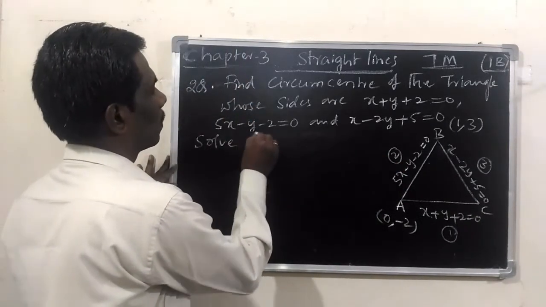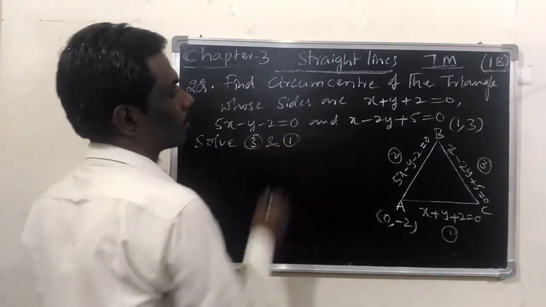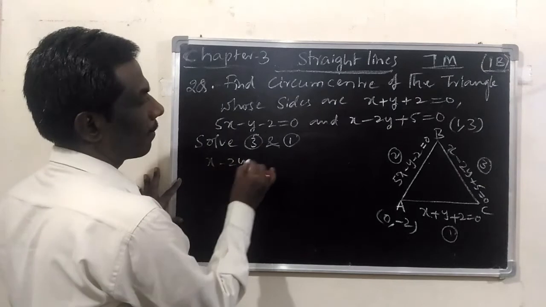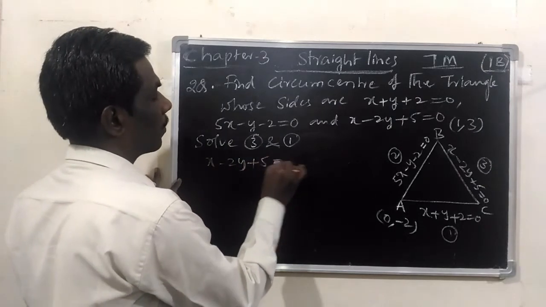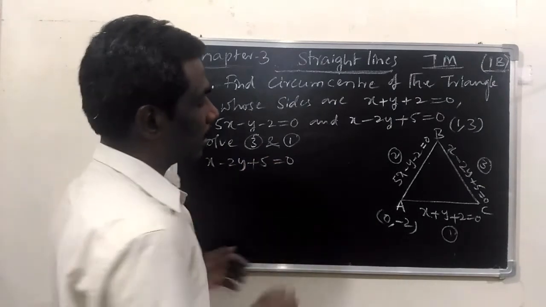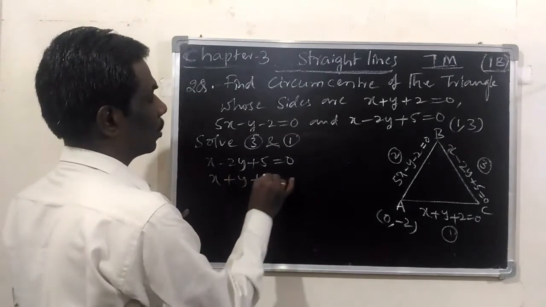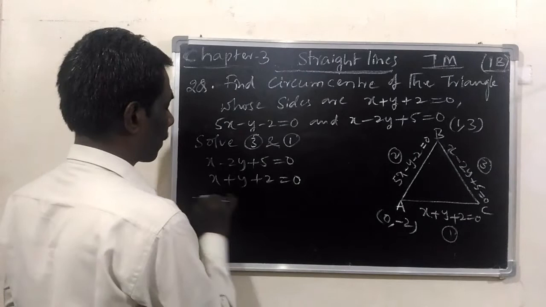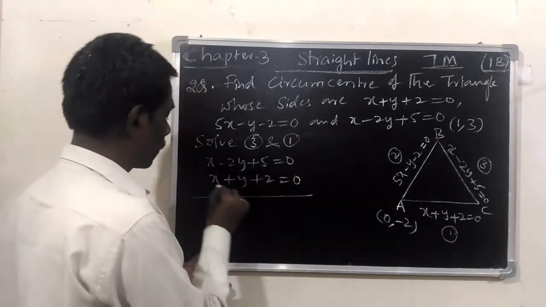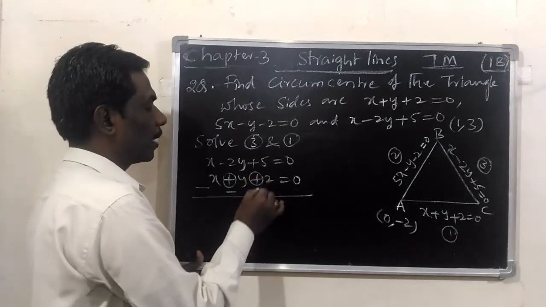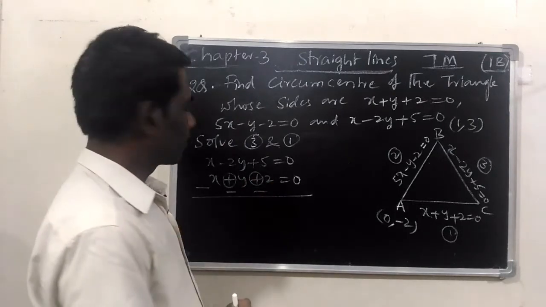Solve equations 3 and 1. What is the third equation? It is x minus 2y plus 5 equal to 0, and the first equation is x plus y plus 2 equal to 0. Change the symbols now. Minus, this plus becomes minus, plus becomes minus.